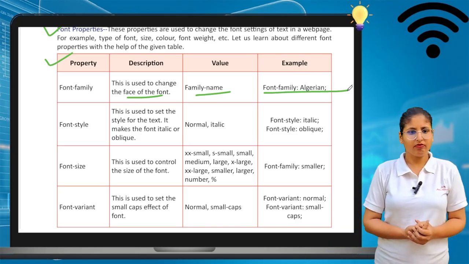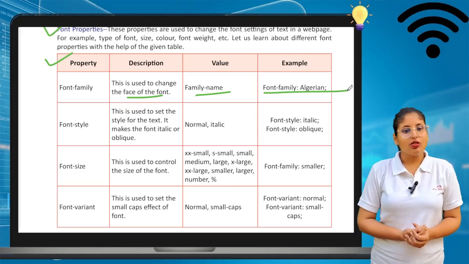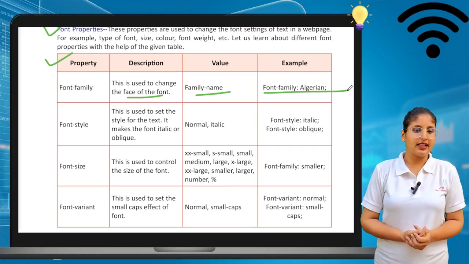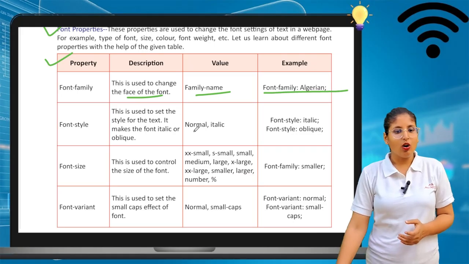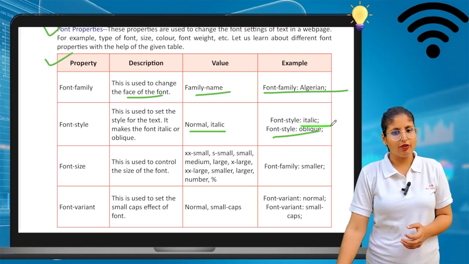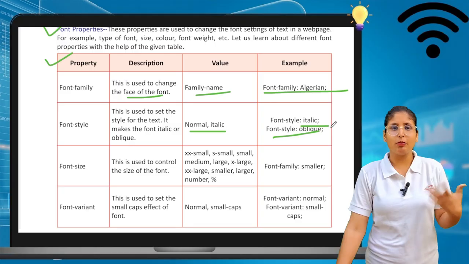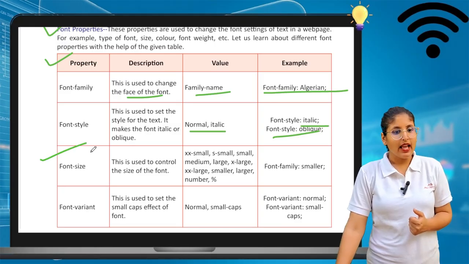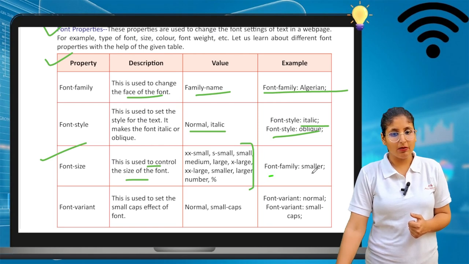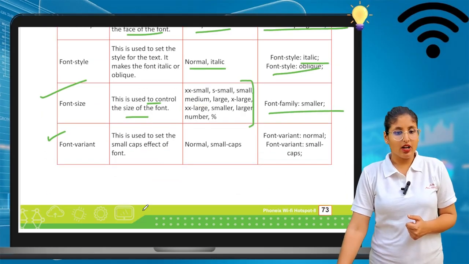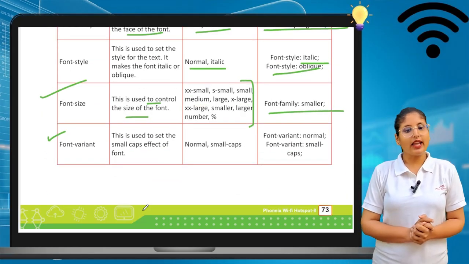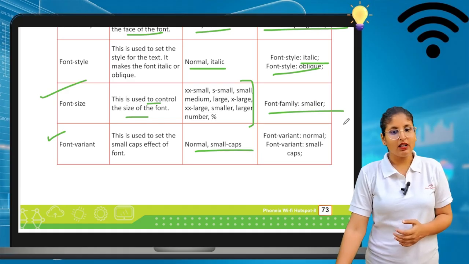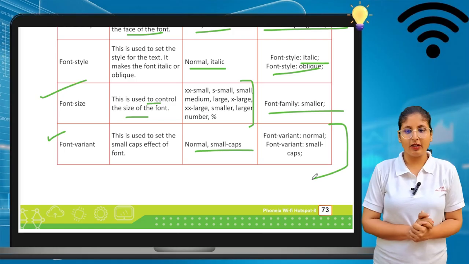Next is font style. This is used to set the style of the text. It makes the font italic or oblique. So you can select the font style you want, italic or bold form. Next is font size. It controls the size of your font, like if I want it minimum, maximum, or smaller, you can change it. Next is font variant. This is used to set the small cap effect of the font, like normal and small cap. So it should be like font variant normal, font variant small cap.